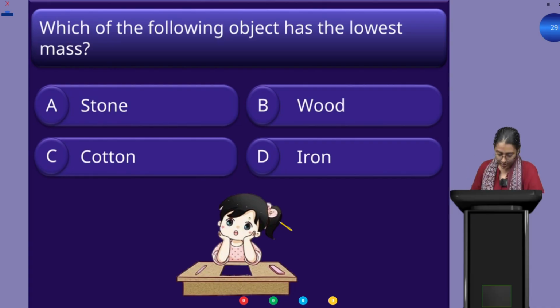So I am giving you the timer again. Try to answer, everyone. Which of the following objects has the lowest mass? Option A, stone; option B, wood; option C, cotton; or option D, iron. Which is the right answer? Tell me, try to answer, everyone.